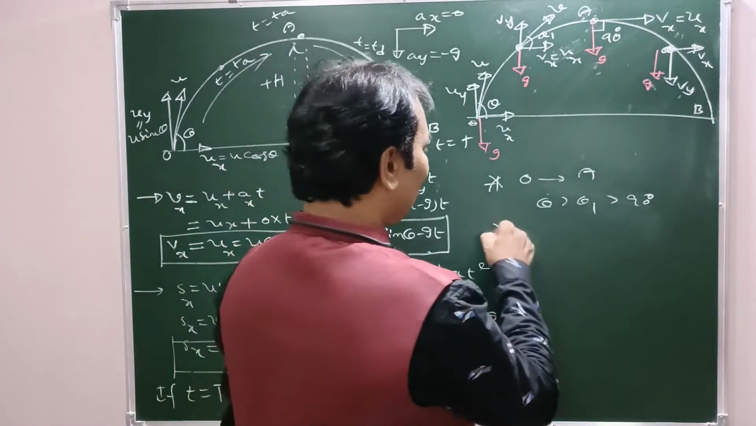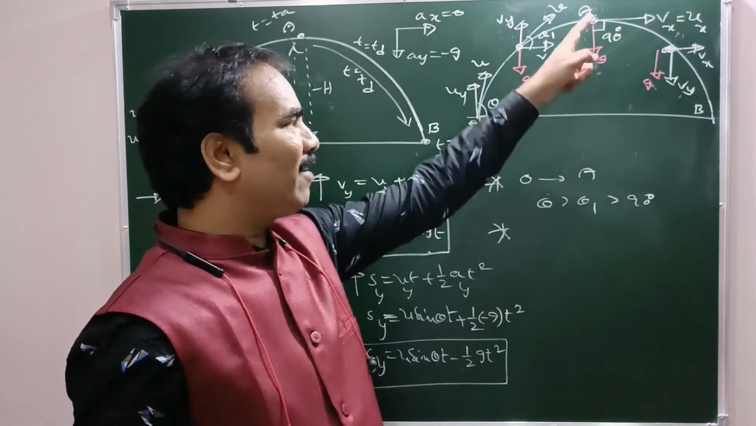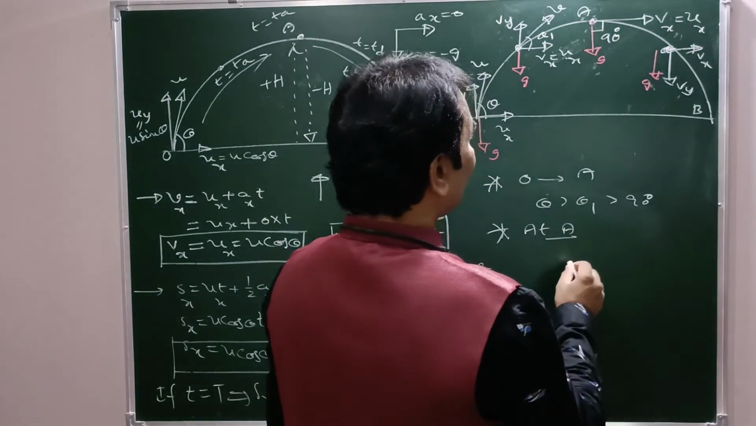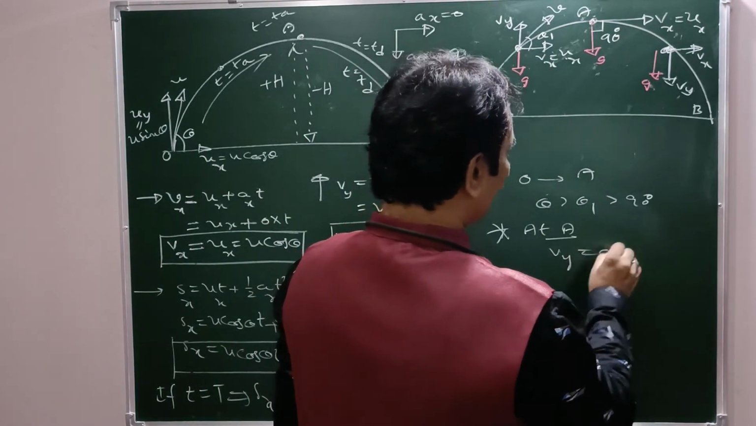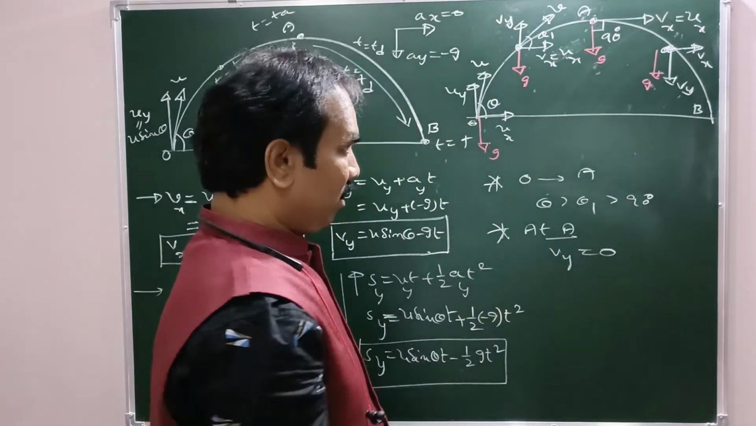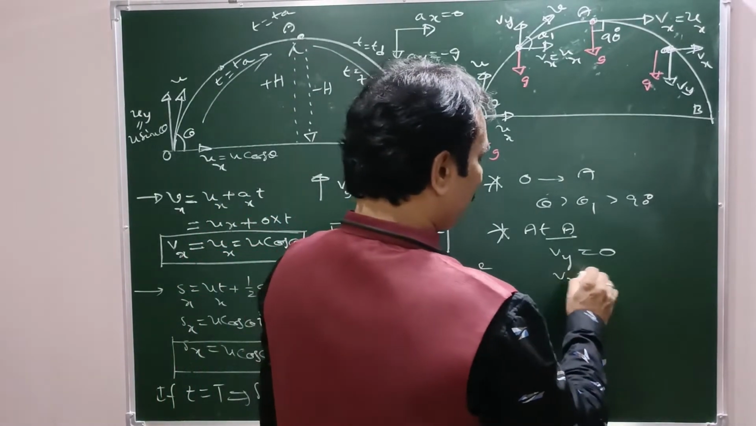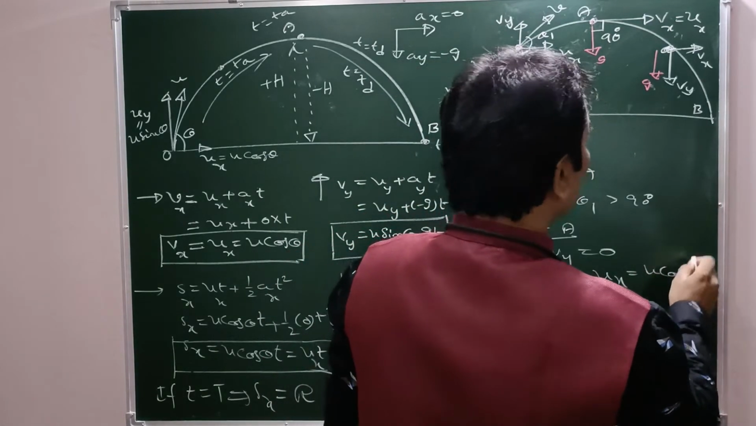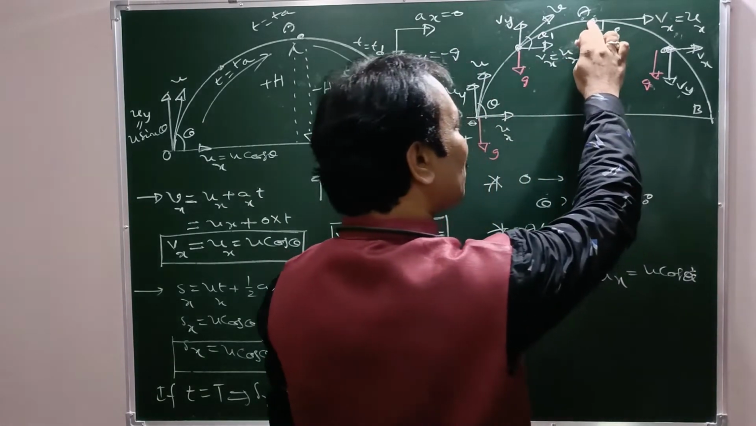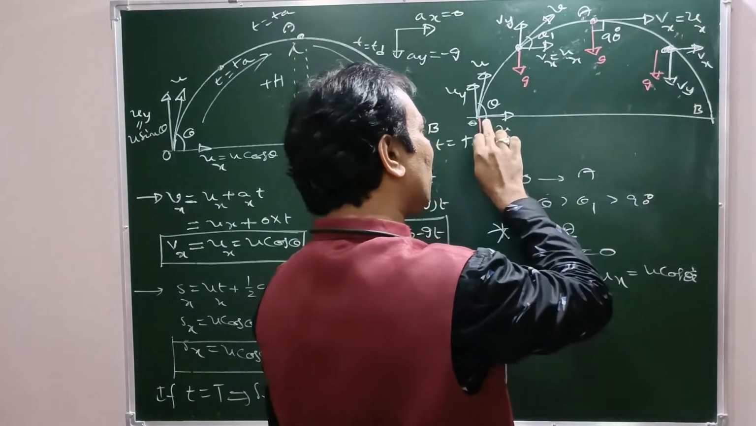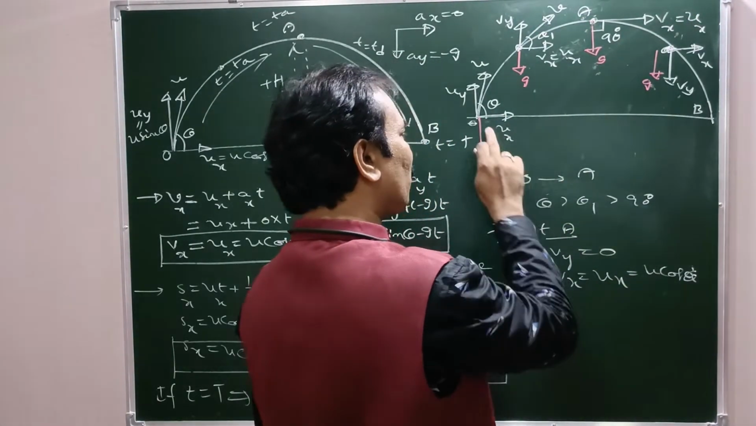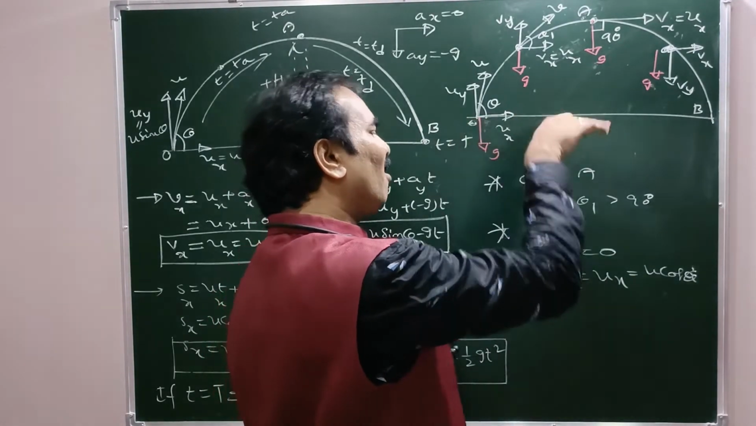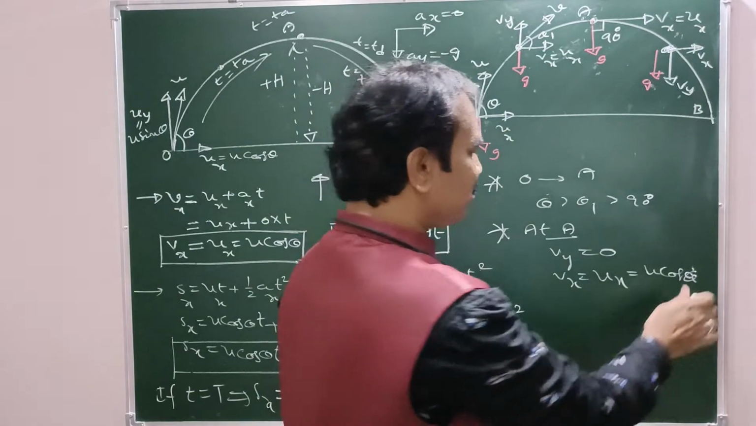Now at the highest point, what is the vertical velocity at A? At A, the highest point, Vy is equal to 0. Now what about Vx? Vx is equal to Ux, that is U cos theta. Right? At this position also, the horizontal component of velocity is equal to U cos theta, which is equal to the initial velocity at O along horizontal. That is Vx equal to Ux, that is U cos theta.